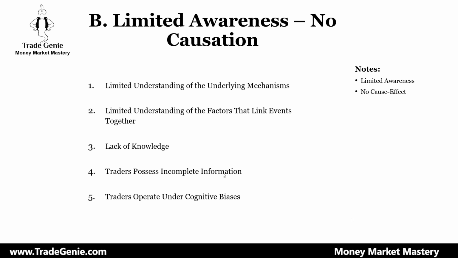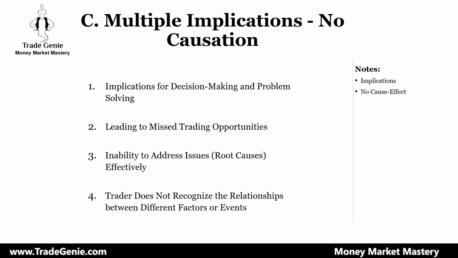Traders possess incomplete information. Traders operate under cognitive biases. Traders have different kinds of biases. They want to see what they want to see. They believe what they want to believe. That's what the mind is driving them to do. They want to see something, and they are seeing it, and they are trading that way.